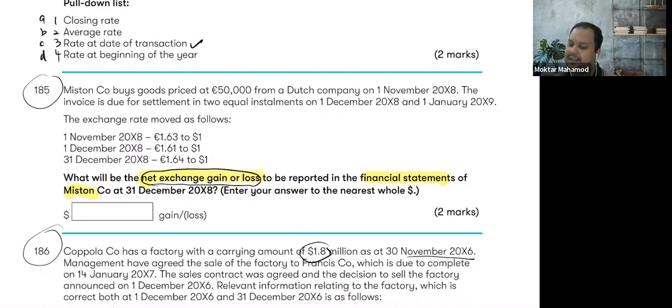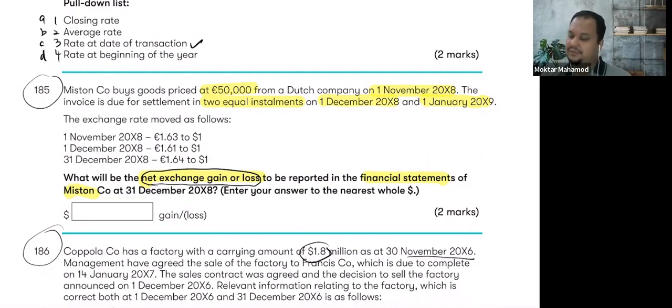Mr. Company buys goods priced at 50,000 euro from a Dutch company on 1st November year 8. The invoice is due for settlement in 2 equal installments on 1st December year 8 and 1st January year 9. So half of the items are not going to be paid yet, and the other half will be in the statement of financial position. But in this question, you are required to calculate the net exchange gain or loss.